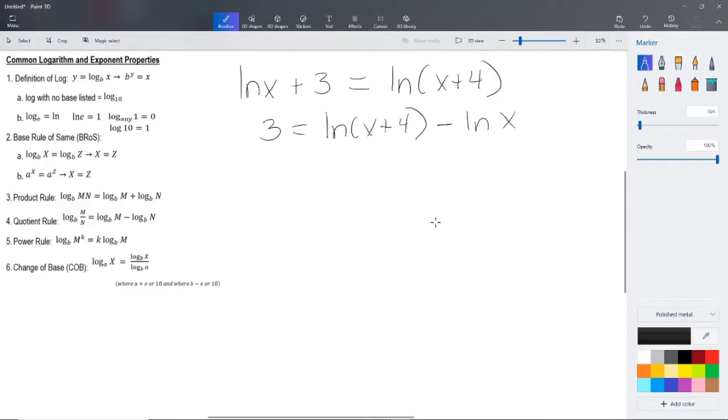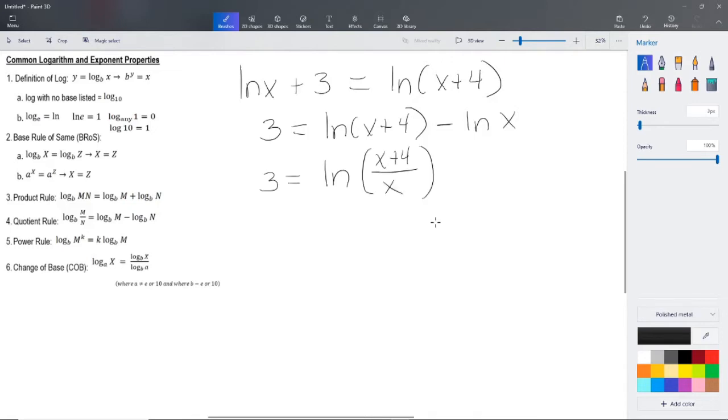Now I have a natural log and a subtraction between them. This is totally quotient rule. It says if you have the same base of log and a subtraction, you can consolidate them to one log with a division. And that's what I'm going to do. So 3 is still going to be 3 on the left. And on the right-hand side, we're going to have one natural log. The numerator is going to be x plus 4. The denominator is going to be x.